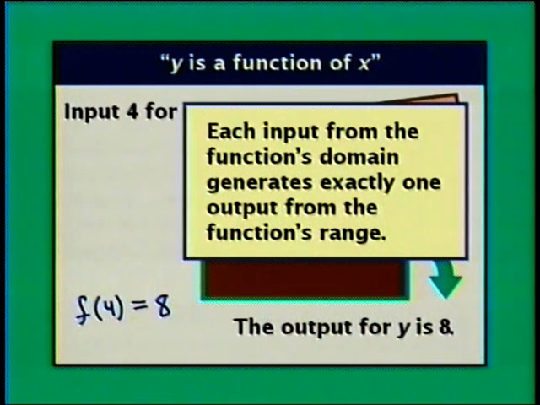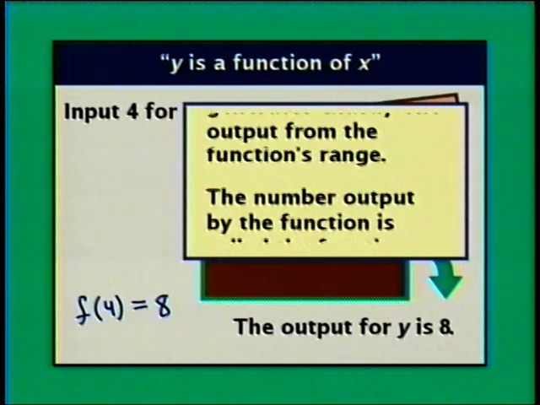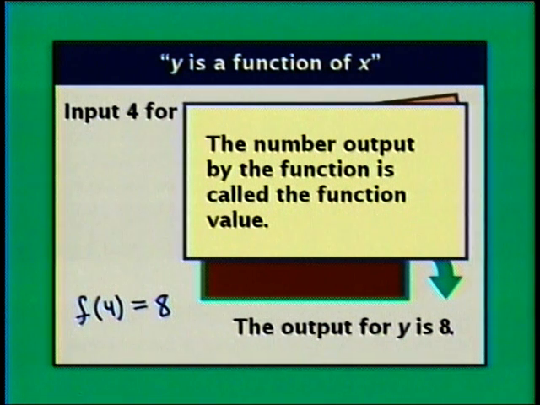Each input from the function's domain generates exactly one output from the function's range. The number output by the function is called the function value. So when we read these symbols, f of 4 equals 8, we're basically making a shorthand statement that 8 is the function value of f when x equals 4. The function value of f when x equals 4 is the number 8.